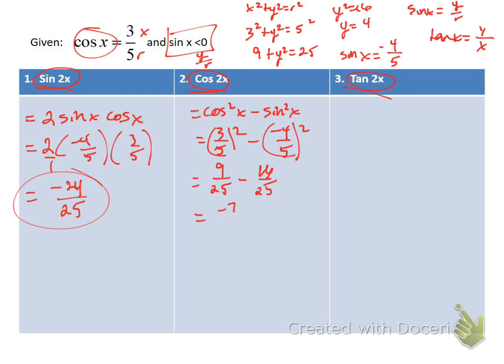Subtract that out, we get negative 7 over 25. Okay, so that's the cosine of twice that angle. Tangent, the formula is the same no matter what, so we've got to take 2 times tangent of x over 1 minus tangent squared. And now just write in the value. Tangent is supposed to be y over x. So we come up here and we make tangent of x. Y is 4, x is 3.